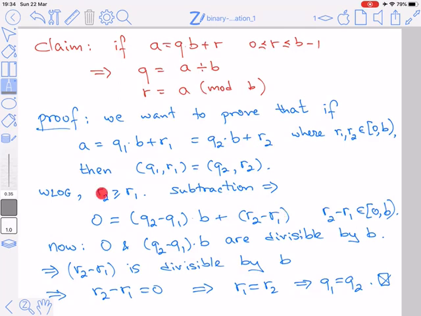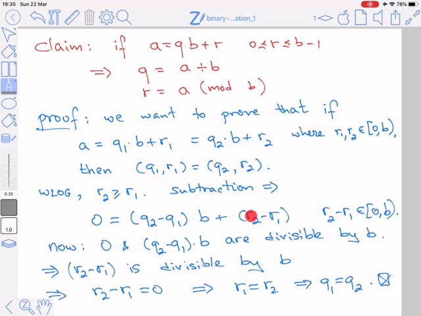And because I assume that R2 is greater than or equal to R1, the difference R2 minus R1 is not negative. And of course, it's not greater than R2, and R2 is less than B, so this difference is also less than B. Great. Now let's look at this equation. 0 equals Q2 minus Q1 times B plus R2 minus R1. 0 is divisible by B, right? The remainder when you divide 0 by B is 0. Q2 minus Q1 times B is also divisible by B. The quotient is Q2 minus Q1, and the remainder would be 0.